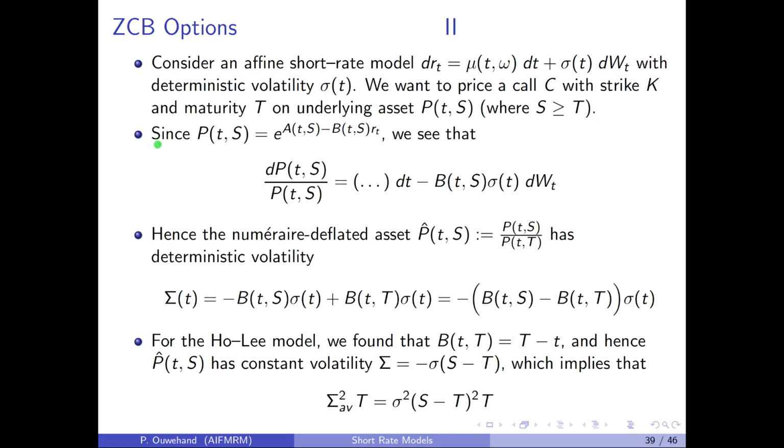Now in affine form, bond prices are given as follows, where capital A and capital B are deterministic functions, and it is an easy exercise to show that, applying Ito's formula, the bond price dynamics are given as follows, where we do not care about the drift because this will disappear using martingale properties, where this B is the B that appears in the affine bond pricing formula. In particular, it follows that the volatility of the bond, in other words minus B times sigma, is deterministic. Of course, a similar expression holds for the capital T bond.